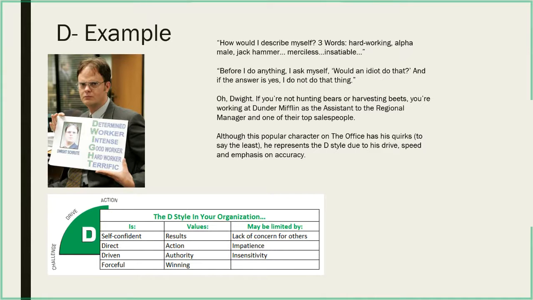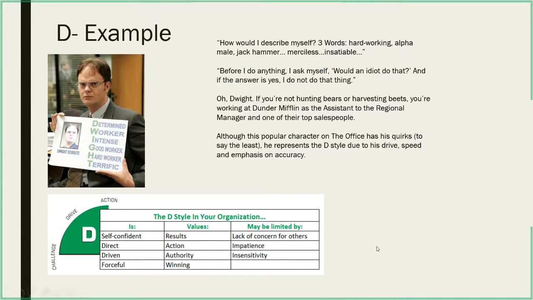So if you're working with a D, it's great to know the strengths and the weaknesses, because again, if you're working as a team, one person doesn't have to do it all. You might have a really strong D and another really strong S to complement the person. So it's all about knowing your strengths and weaknesses and where you're most comfortable and where your team's most comfortable.